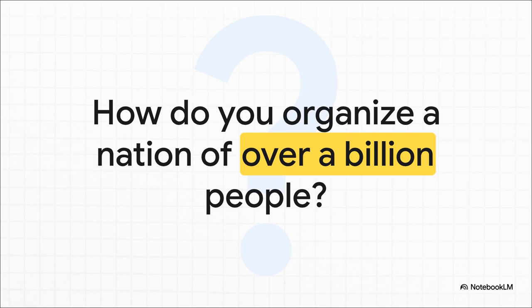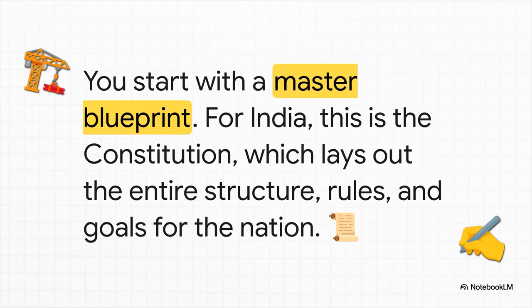But let's get real. How on earth do you take those four elements and build a functioning system for a country as massive and diverse as India? How do you even begin to design something that works for over a billion people? Well, you do what any good architect would do. You start with a master blueprint, a detailed plan that lays out the entire structure, sets all the fundamental rules, and defines the ultimate goals for the entire nation. And for India, that blueprint is the Constitution.